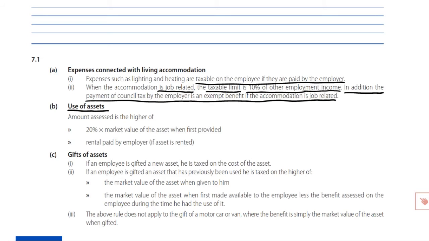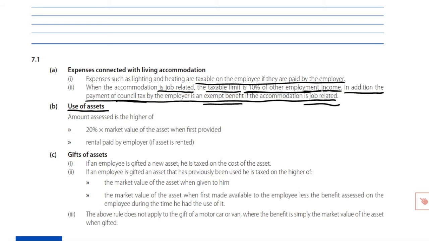As regards expenses incurred, council tax, that's this local tax paid, is picked out and is an exempt benefit if it's job related. But your electric bill, your gas bill, your telephone bill, any other bills paid for by the employer, we put a cap on. And that cap is 10% of the individual's other employment income. So we can't end up with a benefit that's a ridiculously high proportion of the employment income that this individual enjoys. We put a cap on it of 10%. Again, only relevant if it's job related.